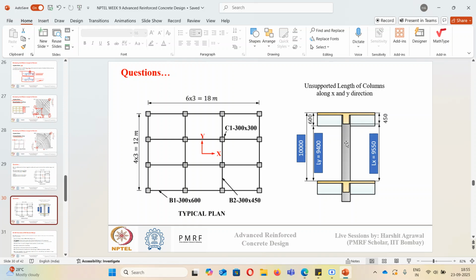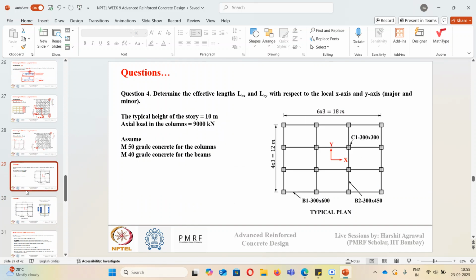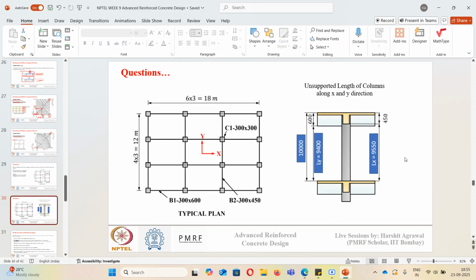Along y direction my unsupported length will be 10,000 minus this factor 600, and along x direction my unsupported length will be 10,000, the total height of the story which is 10 meter, minus this depth of the beam, which is 450. So this is how we'll get the unsupported length of the column. The shallower beam depth we need to subtract along x and y. So that is what we have done.